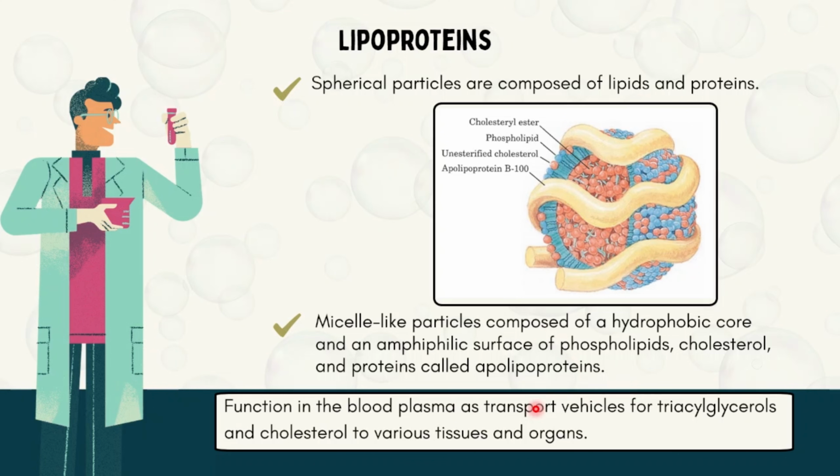The proteins on the lipoproteins are known as apolipoproteins or apoproteins, whichever. And as I've said, the main function in the blood plasma is to act as a transport vehicle for lipids, especially triglycerols and cholesterol, to various tissues and organs.